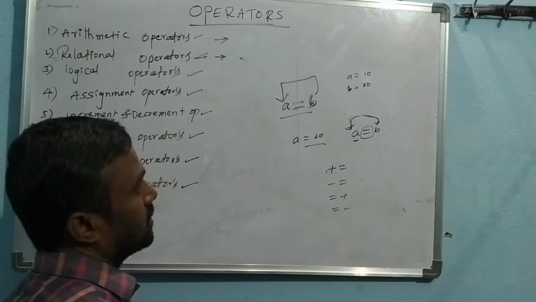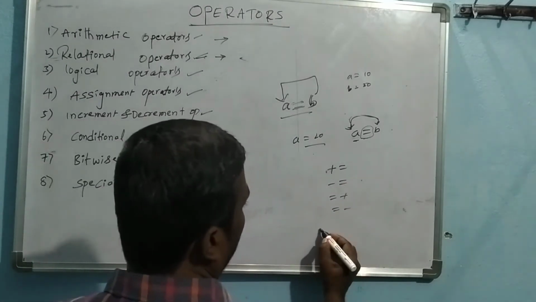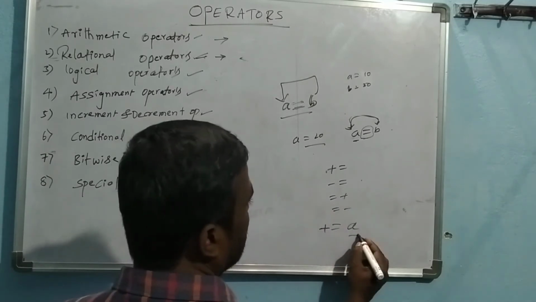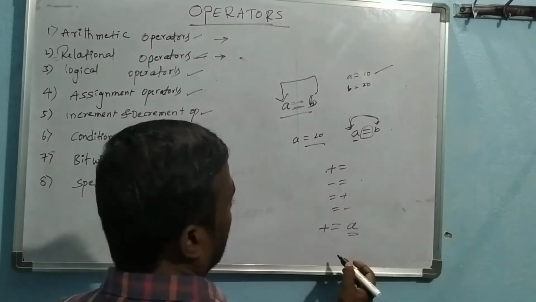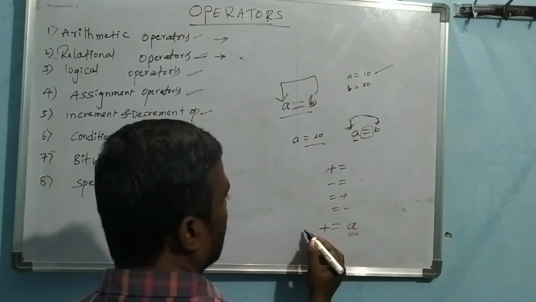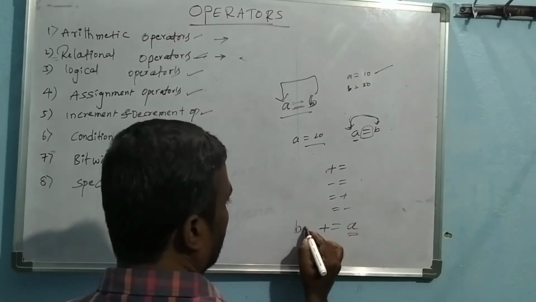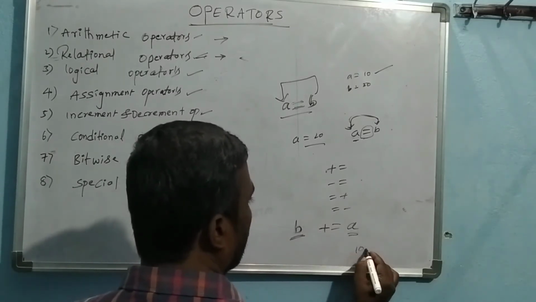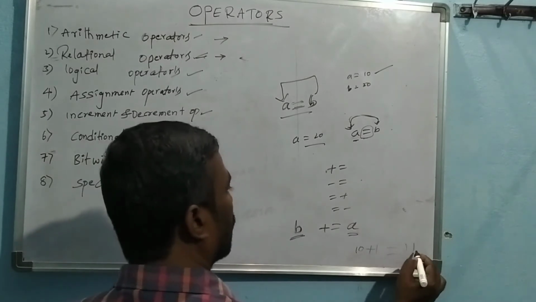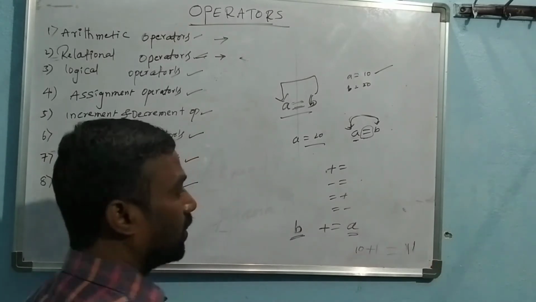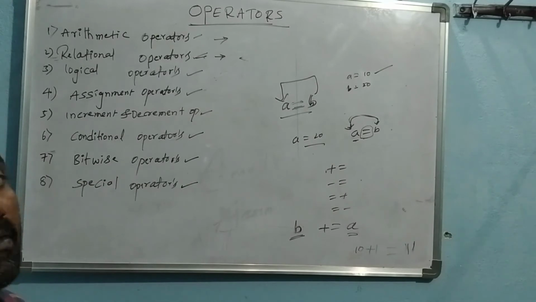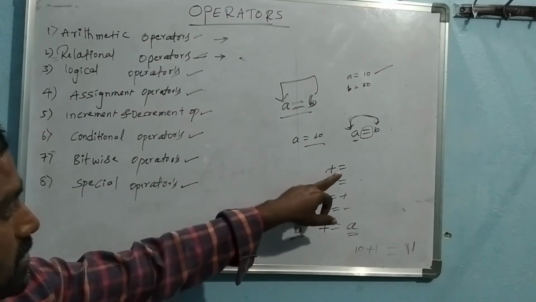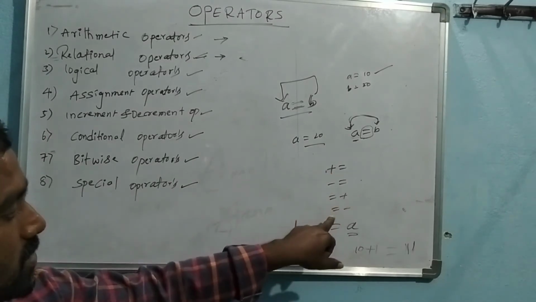What does this mean? See here, whenever I use plus equal to A, what is the A value? The A value is 10. That means the A value is stored into B. Whenever it is stored into B, the B value is automatically 10 plus 1, that equals 11. So this is the meaning of the assignment operators plus equal to, minus equal to.